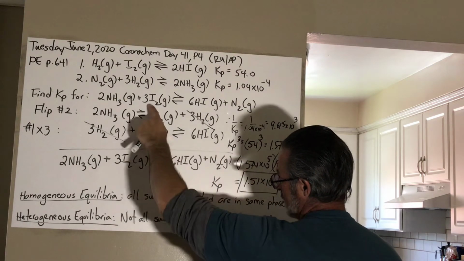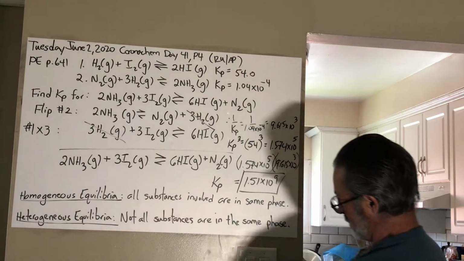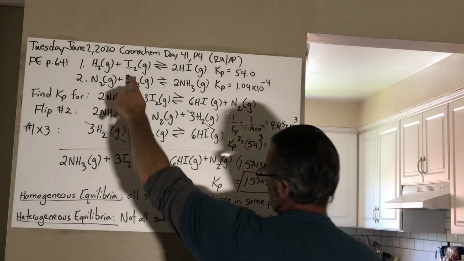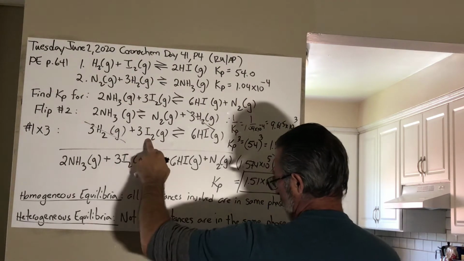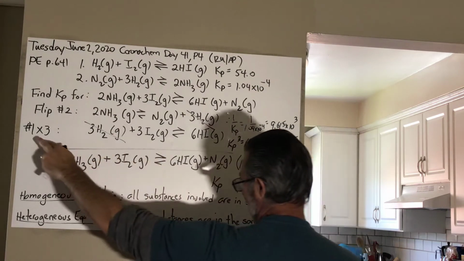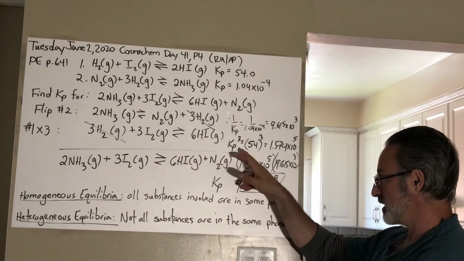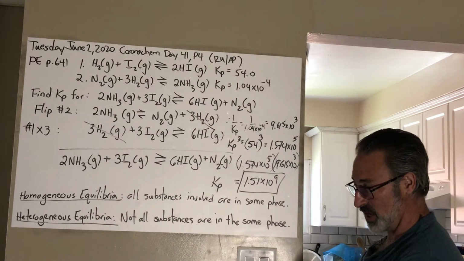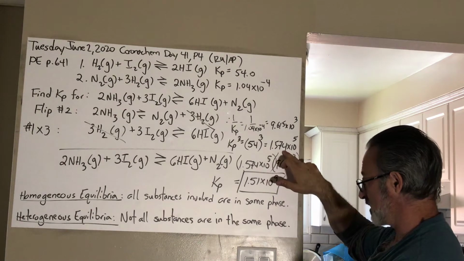Then, I needed 3 iodines, and I only have 1 iodine in the first reaction. So if I multiply that first reaction by 3, I get the 3 iodines I need. The other stuff takes care of itself. So I multiply reaction number 1 by 3. When you multiply a reaction, you raise its Kp value to the power of 3. So 54 to the power of 3 gives you that number.